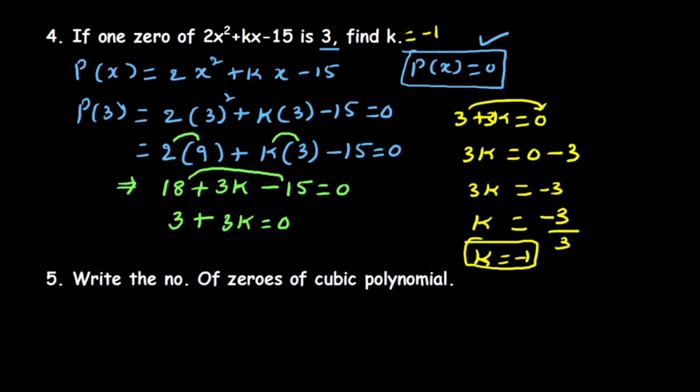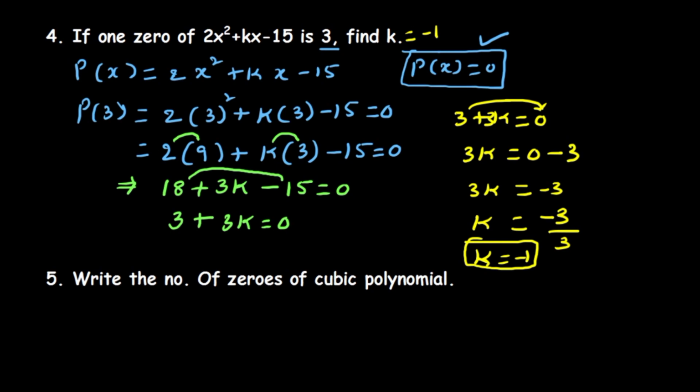Now, write the number of zeros of a cubic polynomial. This is question number 5. So generally an nth degree polynomial will have n zeros. Nth degree polynomial will have n zeros. That means a second degree polynomial has 2 zeros, a third degree polynomial has 3 zeros, a fourth degree polynomial has 4 zeros. Right? Here the question belongs to the cubic polynomial.